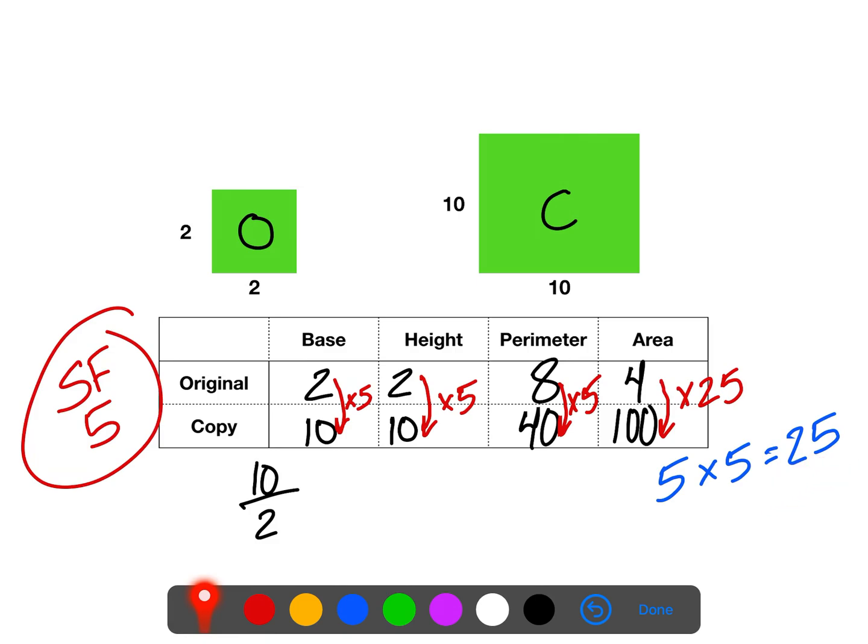And that is the rule for today. All right, the rule for today is you can take the scale factor times itself, the scale factor times the scale factor, to find how the area changes in a figure.